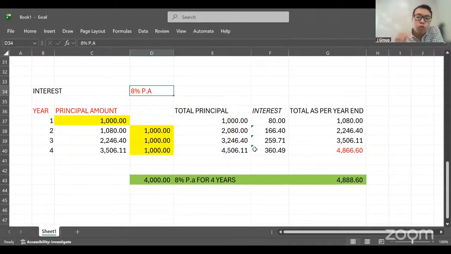Today is just a simple illustration of what simple interest is and what compounding interest is. On the application side, we will share in the next video.